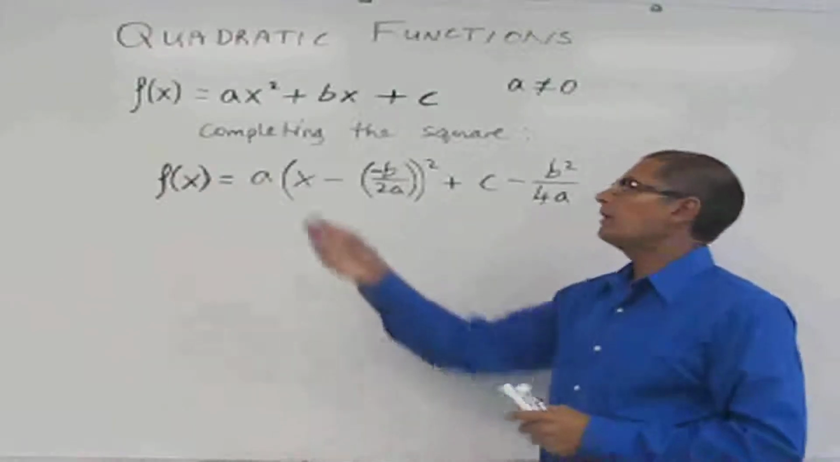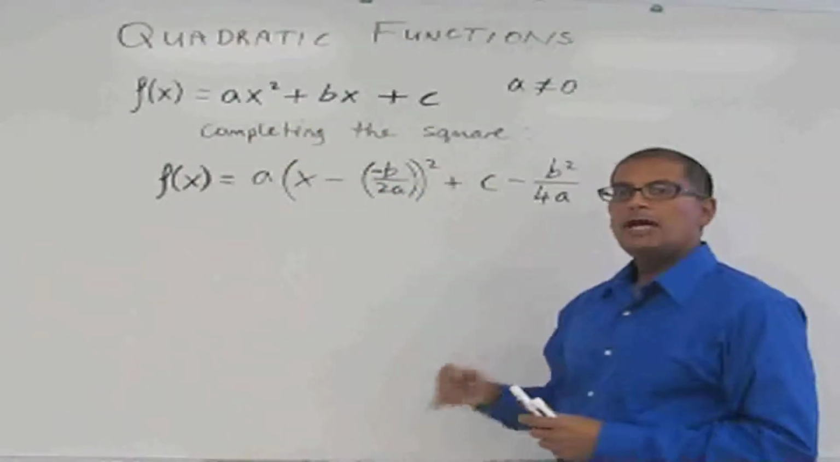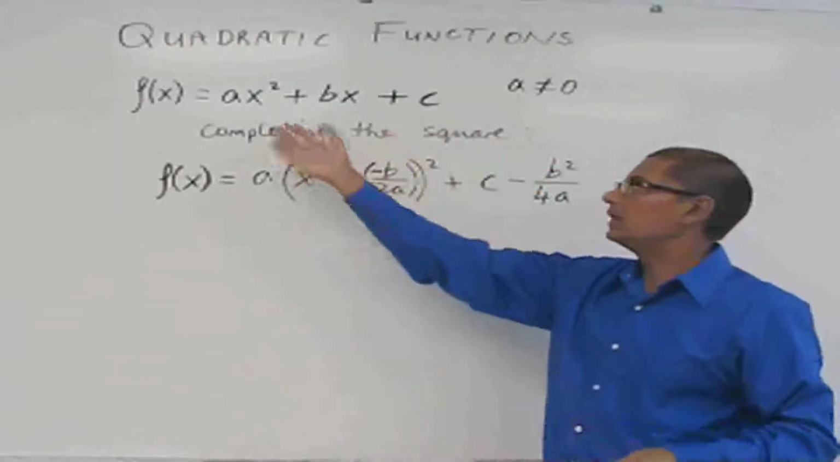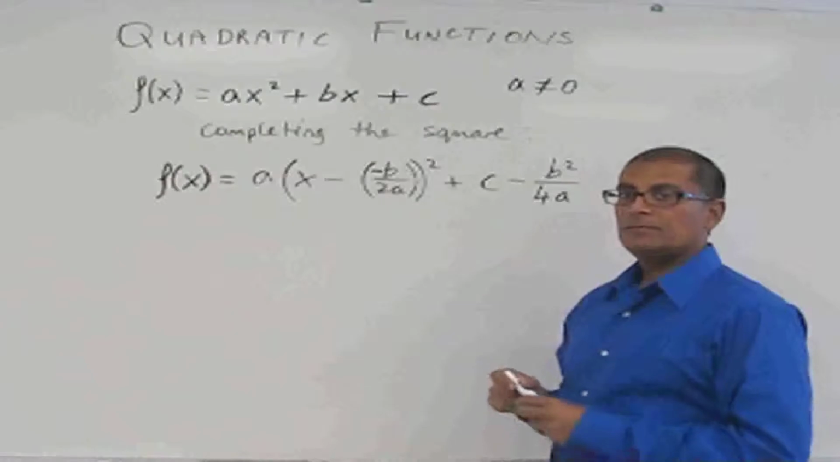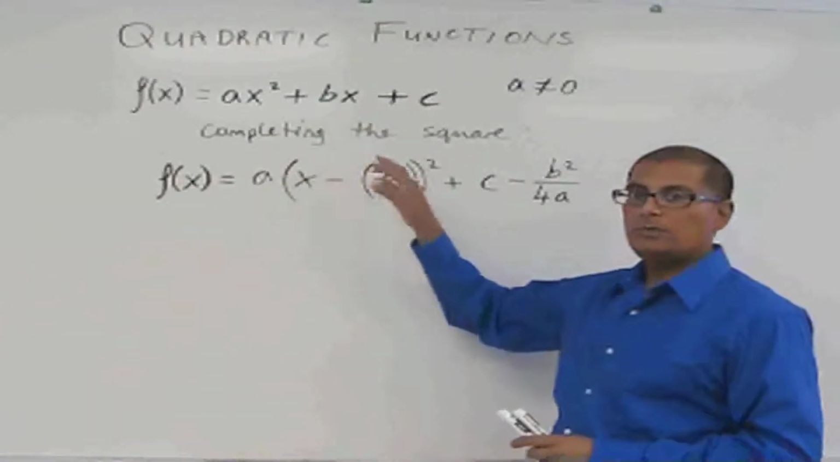So if you have your quadratic function in the form ax squared plus bx plus c, where a, b, and c are real numbers, a is not 0, because if a was 0, we wouldn't have a quadratic function. How do we find the vertex? It can be shown by completing the square, which we won't do in this video.